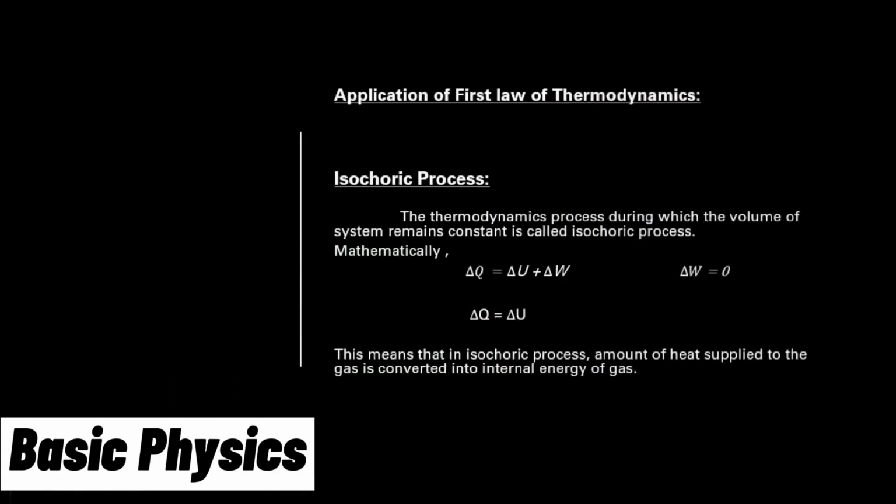Application of first law of thermodynamics. Isochoric process. The thermodynamic process during which the volume of system remains constant is called isochoric process. For isochoric process, volume is constant, then work done by the piston is zero. So according to first law of thermodynamics, delta Q is equal to delta U. It means that in isochoric process, the amount of heat supplied to gas is converted into its internal energy.